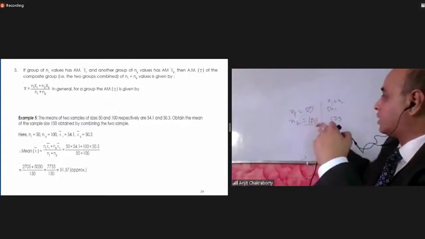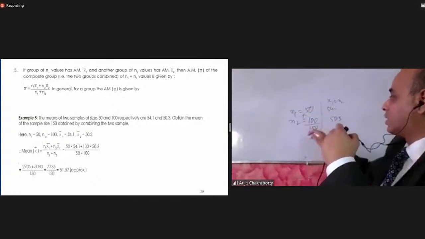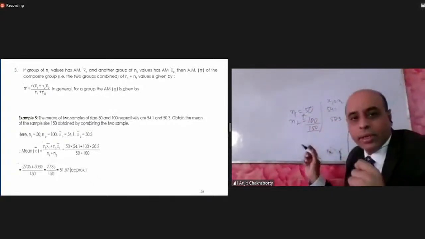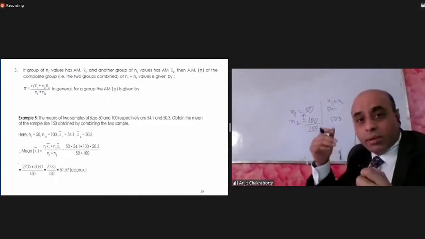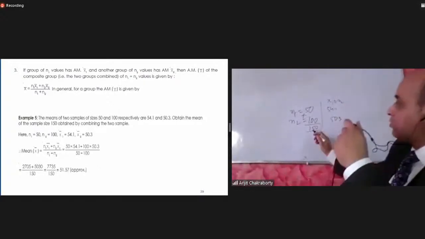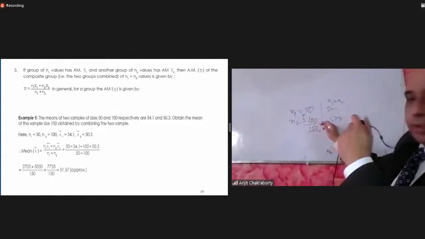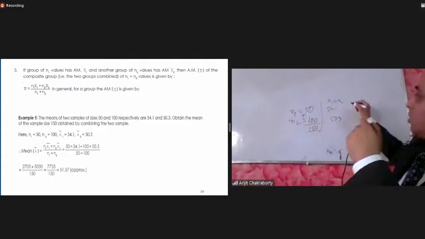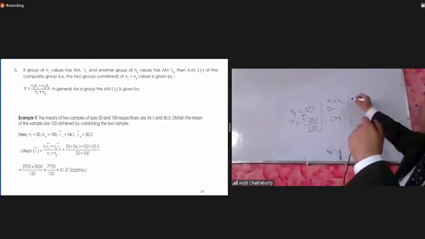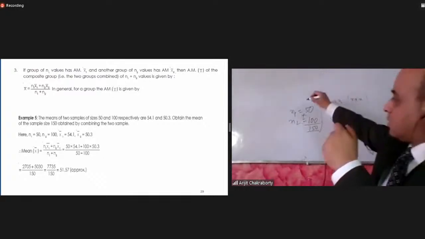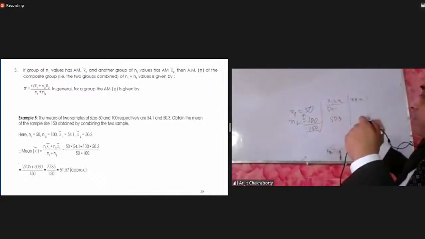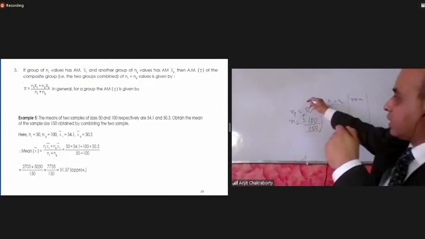So 50 and 100 is 150. If you add up, 50 plus 100 is 150. If you need to find the combined mean, what will we do? We will just take N1 into X1 plus N2 into X2. I'll create one more table, writing N into X. Here X is the average score, and we know N.